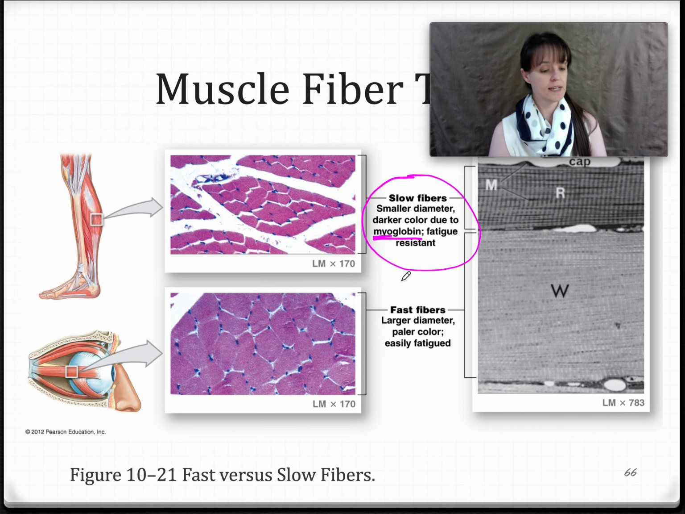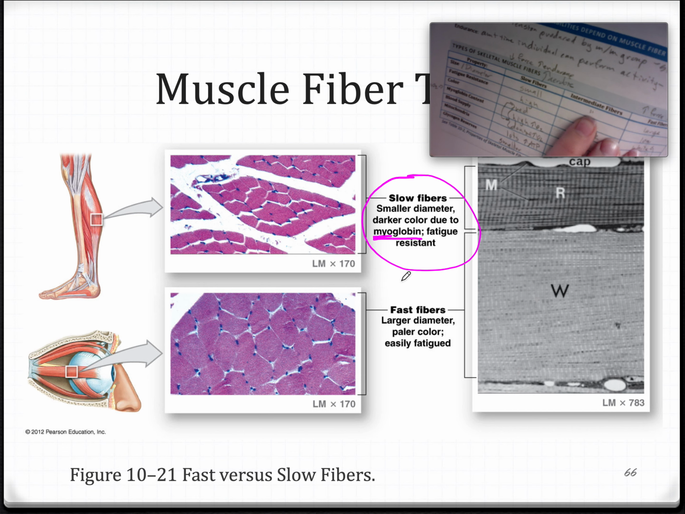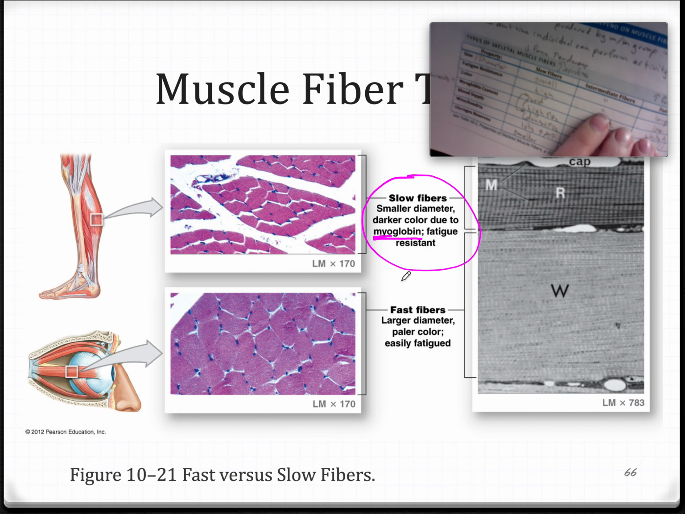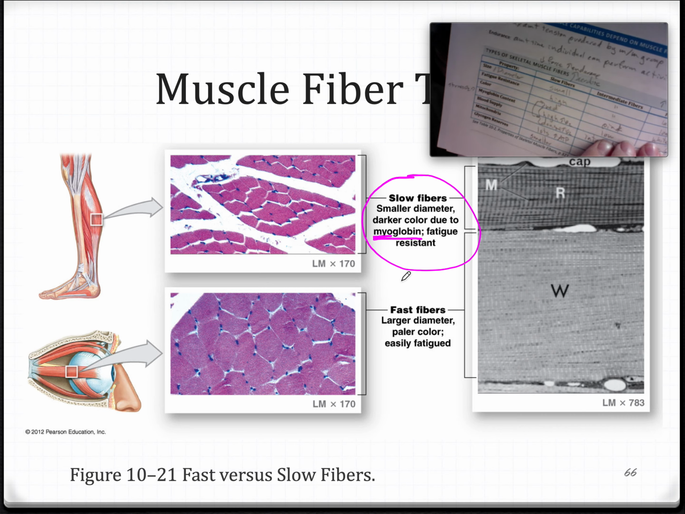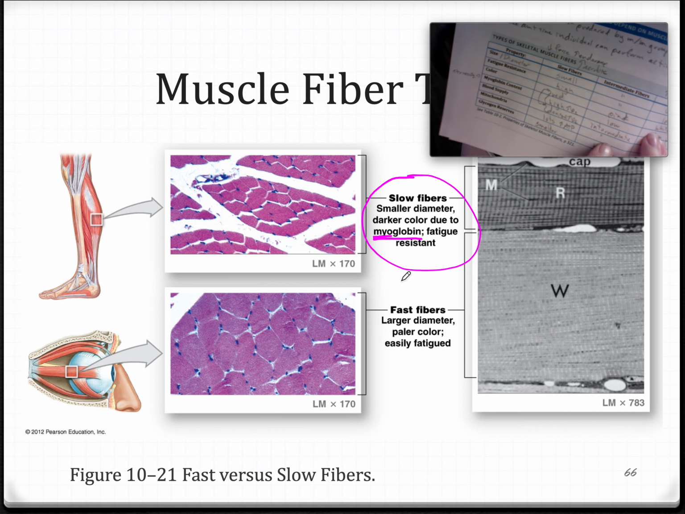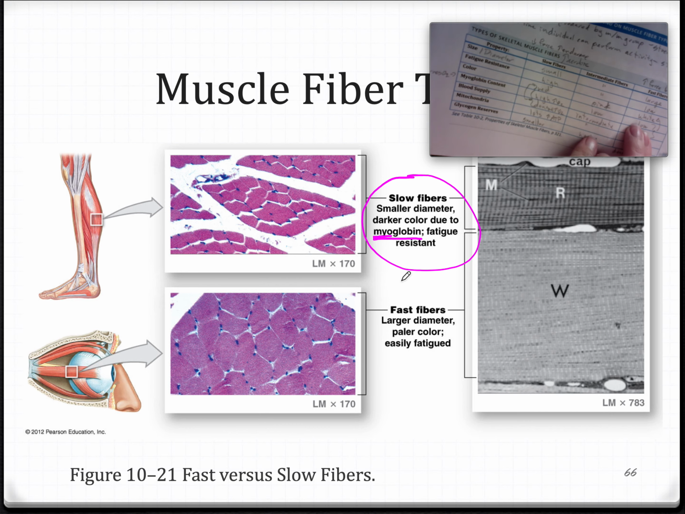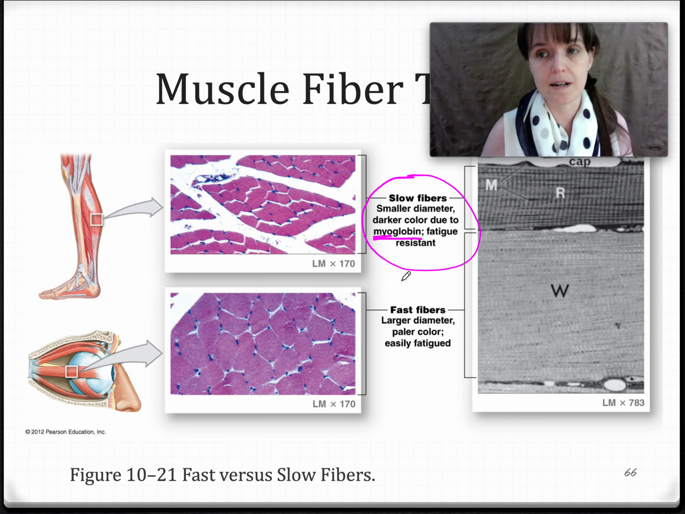So for the intermediate fibers, the size is intermediate, and I put a quote here to show that it's the same. And fatigue resistance, intermediate. The color is intermediate, which is pink. The myoglobin content is low. The blood supply is intermediate. The mitochondria are intermediate. And the glycogen reserves are not intermediate, they are high.